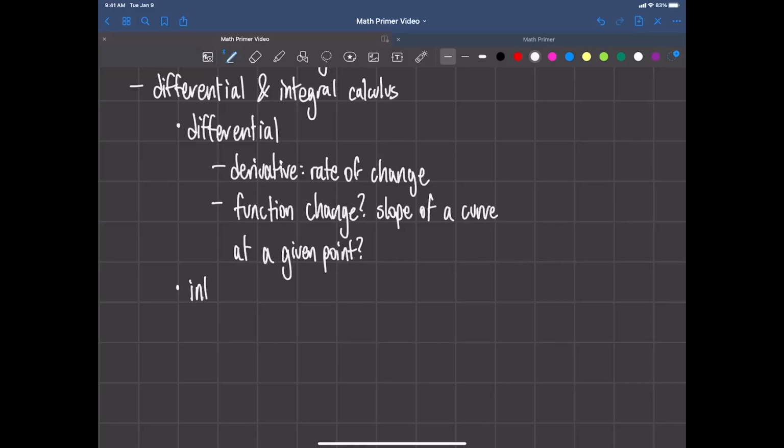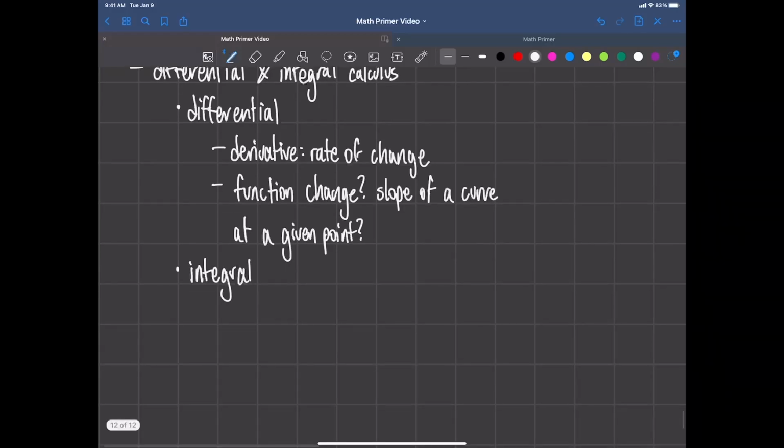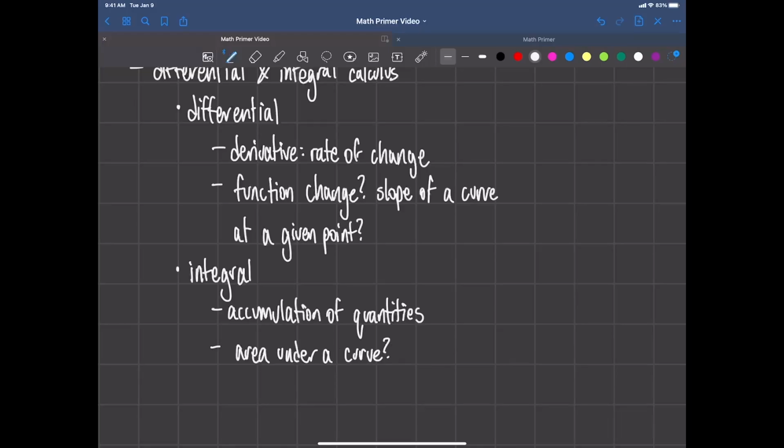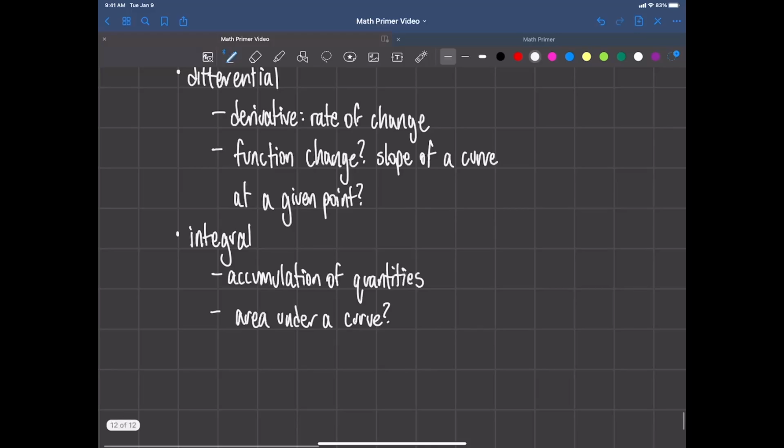So what's integral calculus? It's concerned with the concept of an integral, which represents the accumulation of quantities. Some of the key questions in integral calculus are: how do we calculate the area under a curve? And how do we sum up an infinite number of small quantities?